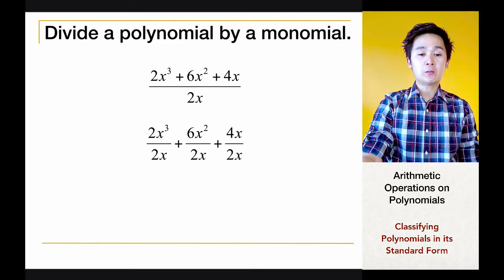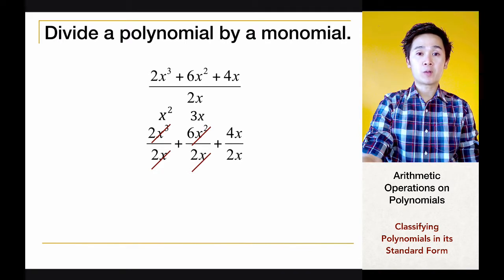So 2x cubed and 2x can be simplified because they can both be divided by 2, and x cubed divided by x will turn into x squared. So you'll have x squared for your first term in its simplest form. Now for the second term, we can simplify 6 over 2 and turn it into a 3, and x squared divided by x is simply x. So we'll end up with 3x in our second term.